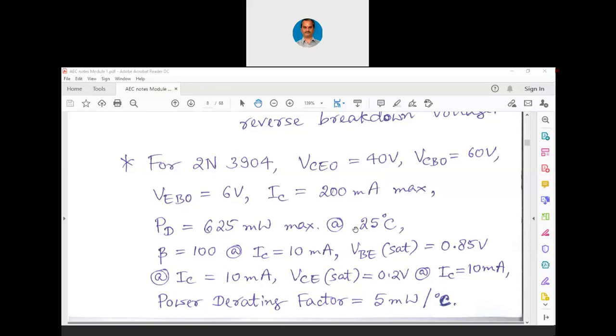Meaning, if instead of 25 degree centigrade it is 26 degree centigrade, then the power of the transistor has to be reduced by 5 milliwatt. That means we should use it at 620 milliwatt only. That is the way to design our circuitry.